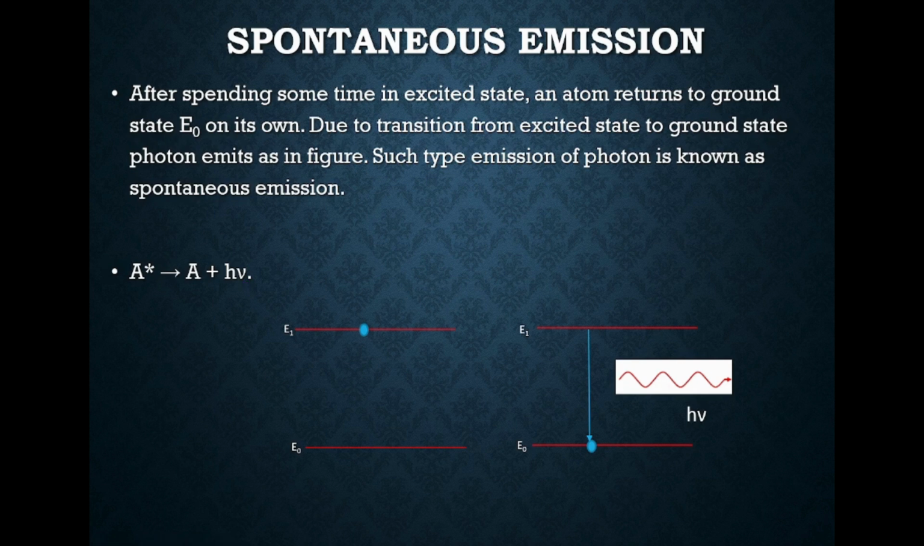Keep in mind that whatever energy is absorbed by the atom in absorption, the same value of energy is emitted in spontaneous emission, because in absorption the energy difference between the two energy levels is absorbed by the atom, and in spontaneous emission the same energy difference between these two energy levels is emitted. So one thing: in absorption the atom absorbs the energy, and in spontaneous emission the atom gives out or emits the energy.